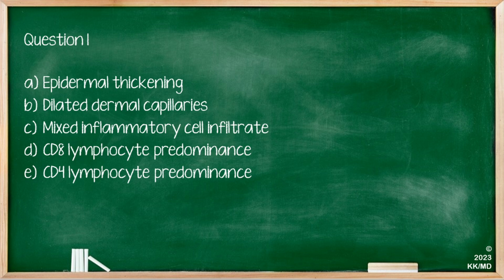So you will remember in the investigation section that we discussed that the first 3 of those would be present on a biopsy in someone with psoriasis. CD4 lymphocyte predominance is also a feature, particularly in early stages. So the correct answer here is CD8 lymphocyte predominance, as a feature which would not be present on biopsy from a person with psoriasis.